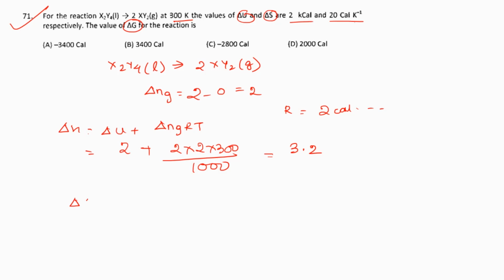Now delta G is equal to delta H minus T delta S. My delta H is in kilocalories, so it's 3.2 into 10 to the power 3 minus 300. S is in calories, so it's 20. So what I get is minus 2800 calories. Answer is C.